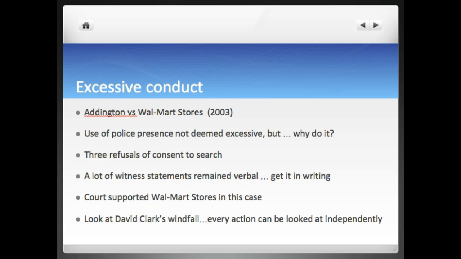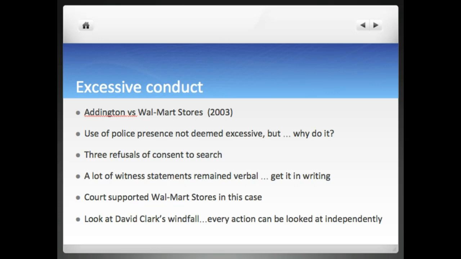So excessive conduct really is about threats, right? When you're told, no, I don't want you to search, no, I don't want to talk to you, just go with the old saying, no is no. You can try to make sure that people are clear about what you're asking. But in this case, the person refused three times. The investigators never left the premises, stayed there, had a police car there to try to coerce the person. They were lucky they got away with it.